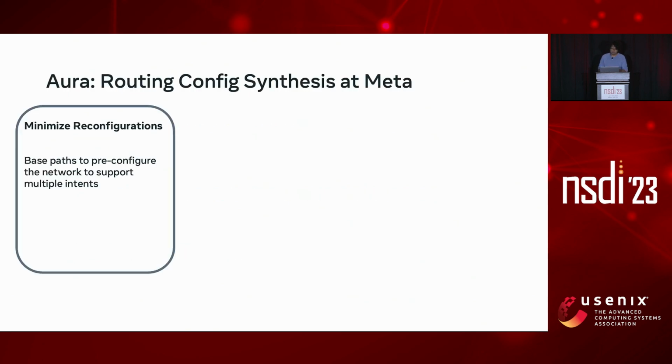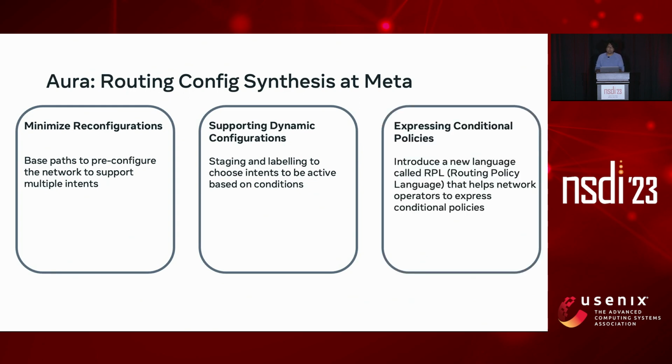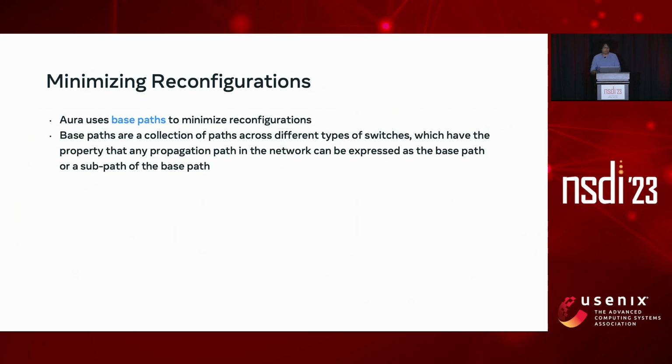So we introduced Aura, which is a routing config synthesis at Meta. Aura minimizes reconfigurations by defining base paths or network graphs to pre-configure the network to support multiple policies at the same time. Aura supports dynamic configurations by introducing staging and labeling to choose intents based on certain conditions specified by network operators. Finally, Aura introduced a new language called RPL, which allows network operators to express these conditional policies which I described earlier.